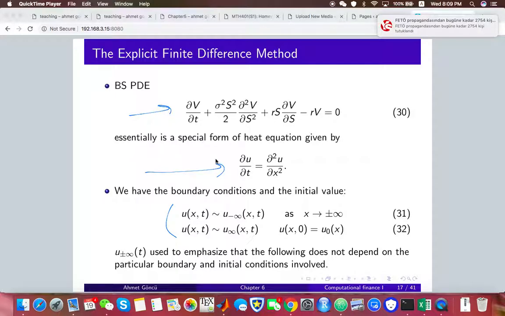So we will see three types of finite difference methods here. These are called the explicit, implicit, and we will also take the average of explicit and implicit to get the benefits of, let's say, both methods.